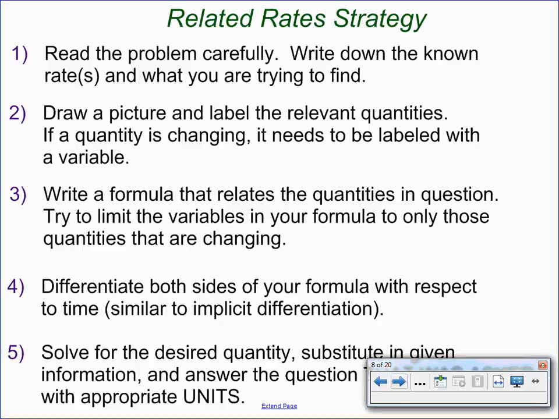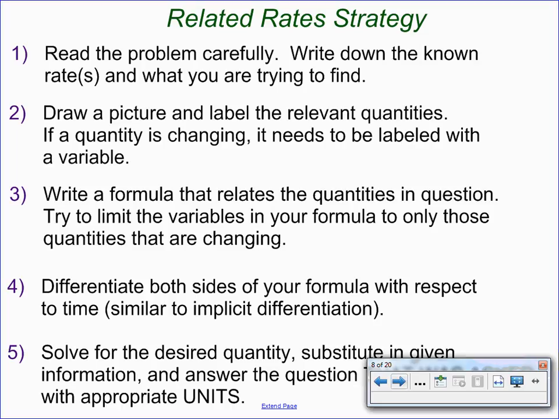Let's go ahead and take a look at our strategy. This is the same strategy we used last year. Again, the problems have grown in complexity, and the relationships therein could be a little bit more involved. Today, you should have an opportunity to practice towards the end. So we want to read the problem carefully and write down the known rates and the rate we're trying to find. We'll draw a picture and label with relevant quantities. Again, if a quantity is changing, it has to have a variable. We'll write a formula that relates the quantities in question, try to limit those variables only to the rates that we're dealing with. That will help eliminate excess stuff.